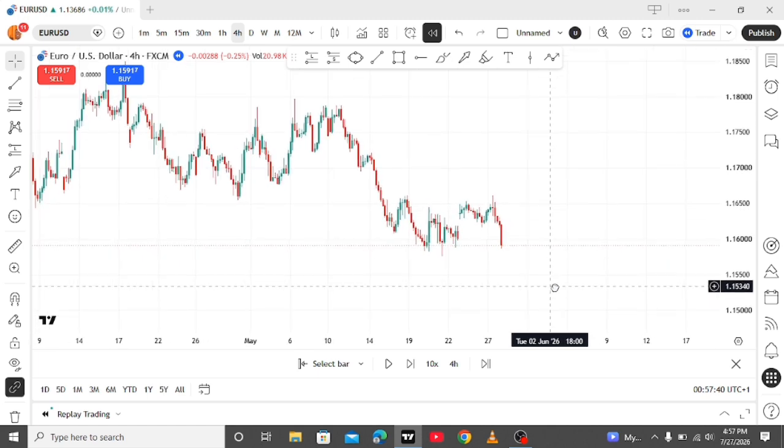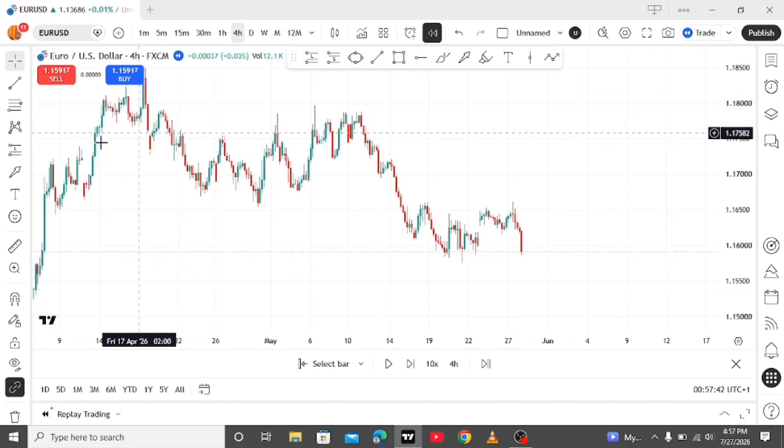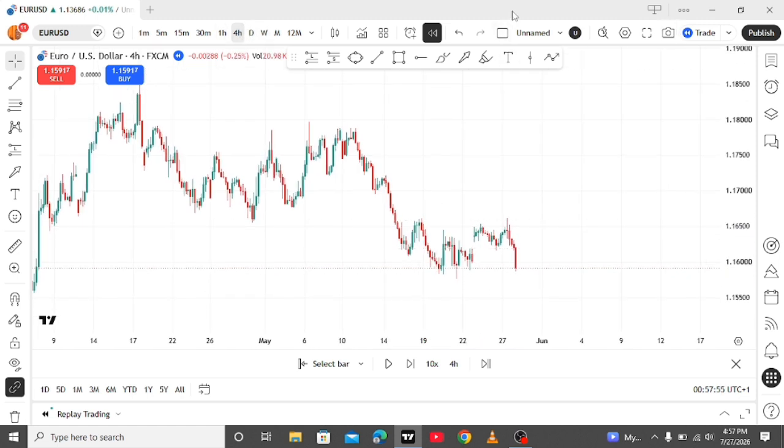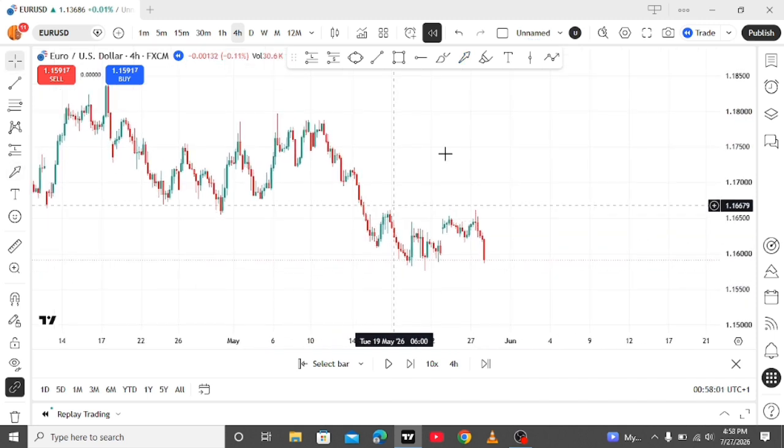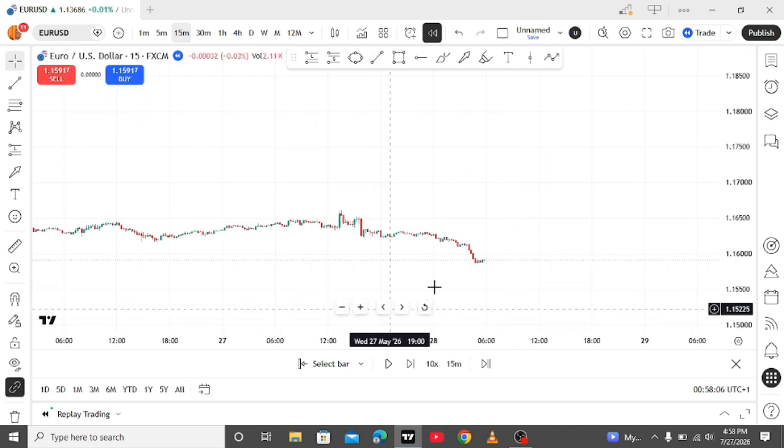So right now, this is Euro USD and we are in the 4-hour time frame. You can see this trend is clearly in a downtrend. So this means we'll be looking out for only sell positions. So let's go over to the 15 minutes time frame where we'll find our sell opportunities.